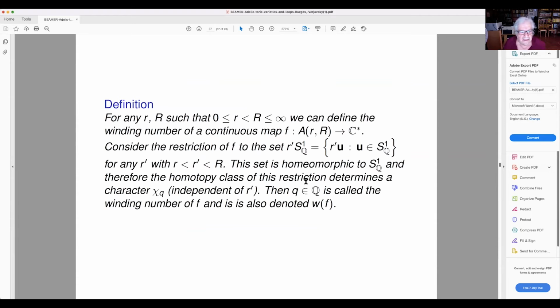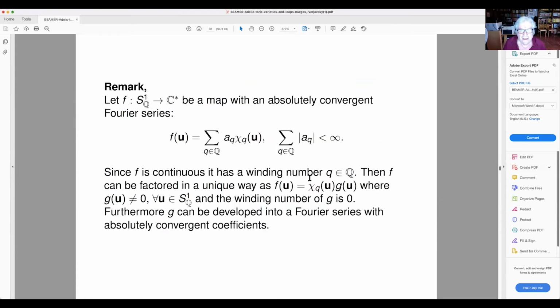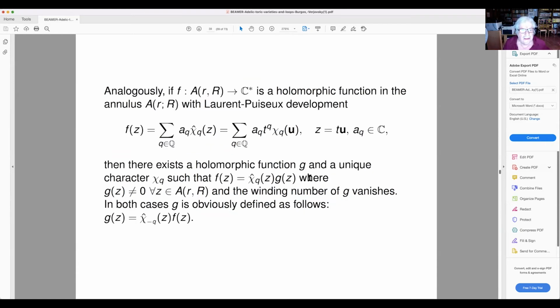let's see, what is this? Well, this is the definition of the winding number. So it's the homotopy class of a map from the solenoid to the circle. Nothing more than that. Well, here I just tell you, it's a preamble to the Birkhoff-Grothendieck factorization theorem.